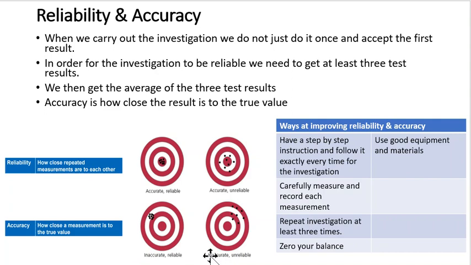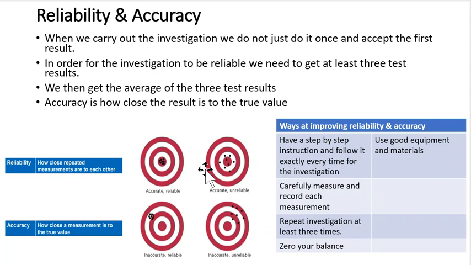And the next one is where it's completely off the normal value, the value that you would expect, and it's also unreliable. So the values are not very close to each other; they're very far away. These are the kind of scenarios that you can get into when it comes to carrying out scientific investigations.